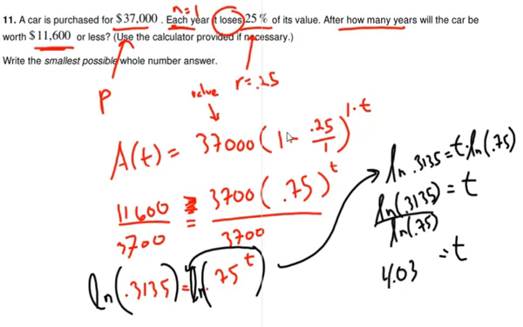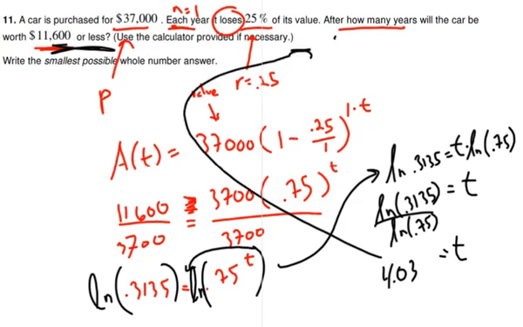Calculator magic gives me 4.03. So this tells me that in 4.03 years, it's going to equal $11,600. So what about after 4 years? Well, after 4 years, it's not going to quite hit that. It's not going to have decayed enough. But they want a whole number, so it's probably going to be 5 years if I'm thinking this through.